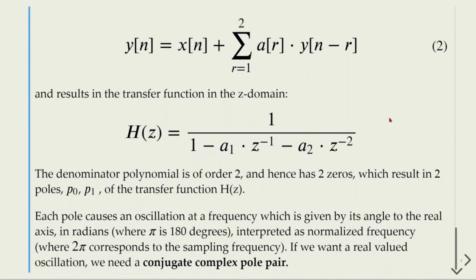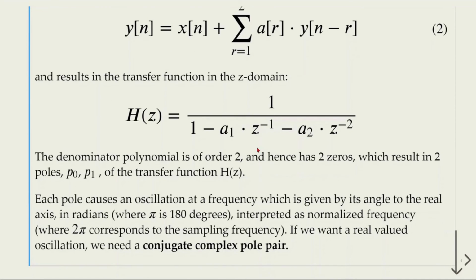And now we notice very interesting things here. The denominator polynomial is of order 2, and hence it has 2 zeros, which result in also 2 poles, P0 and P1, of the transfer function H of z. Each pole causes an oscillation at a frequency which is given by its angle to the real axis in radians, where pi is equal to 180 degrees, interpreted as normalized frequency, where 2 pi corresponds to the sampling frequency. If we want a real valued oscillation, we need a conjugate complex pole pair.